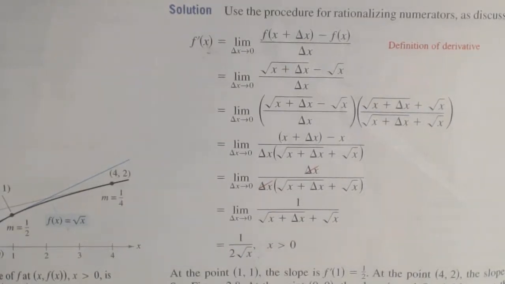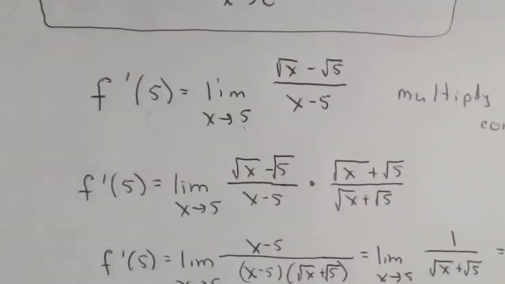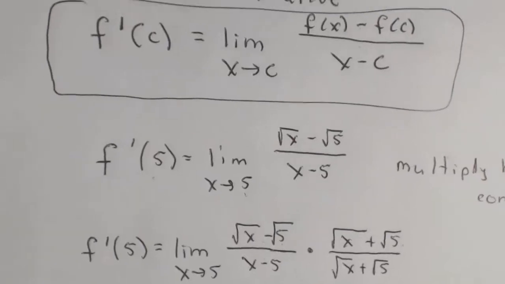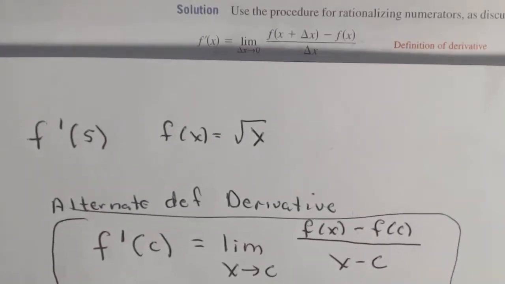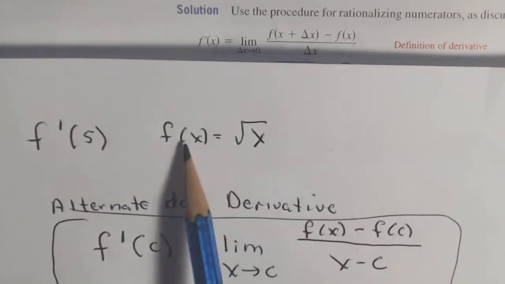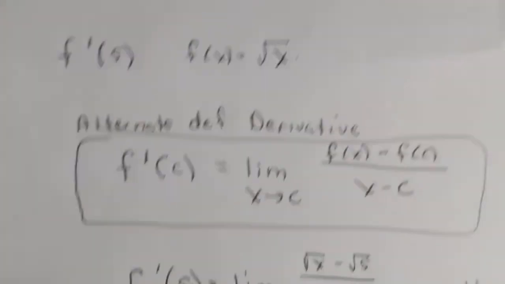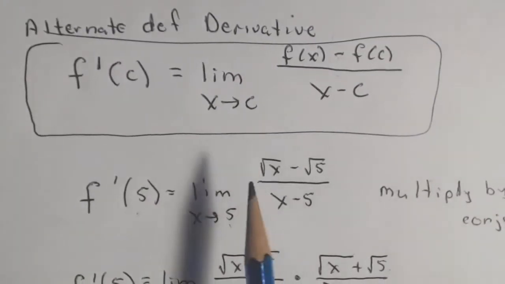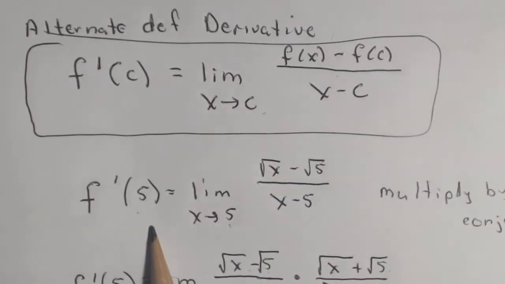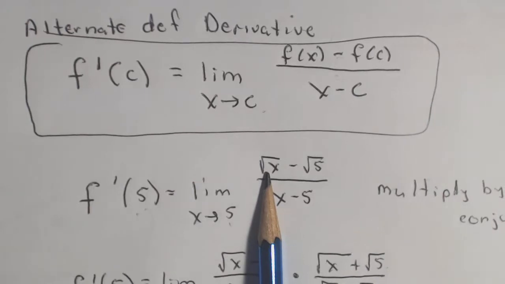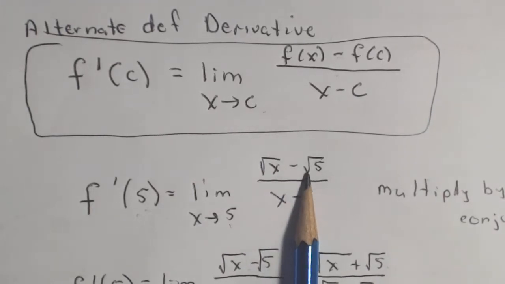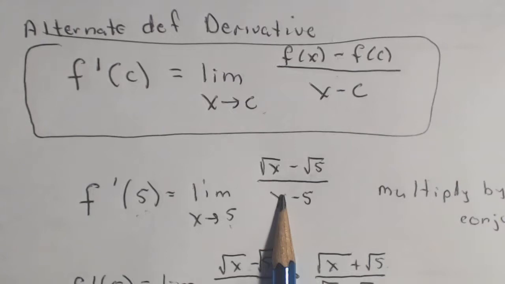Now, I want to show you how the alternate definition makes this a little easier problem for f prime of 5. There's nothing we can do about f prime of x. It's going to be a little bit of a bear no matter what. But again, we're going to find f prime of 5, which we know is 1 over 2 root 5, for f of x equals the square root of x, using the alternate definition of the derivative, which you see right there. So, f prime of 5 is the limit as x approaches 5 of f of x, the square root of x, minus f of 5, which would be the square root of 5, over x minus 5.